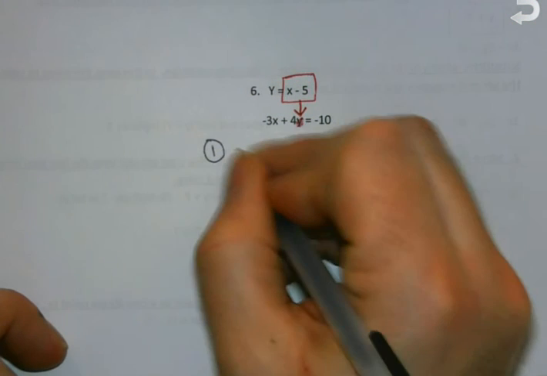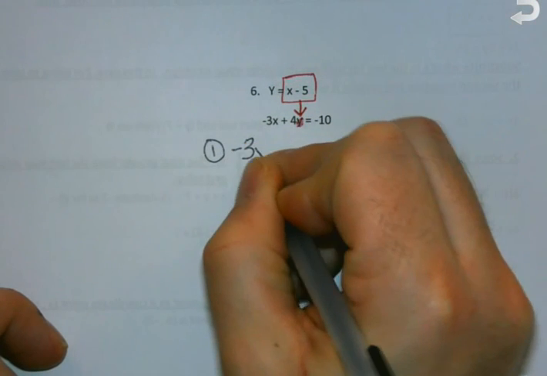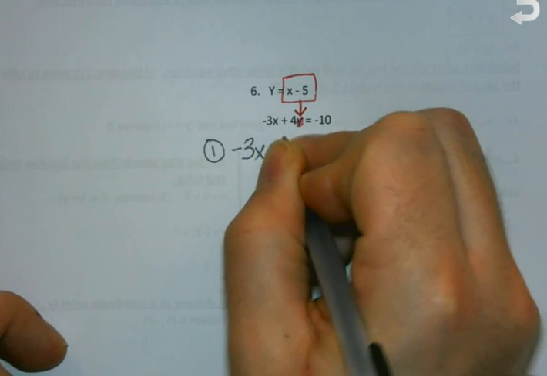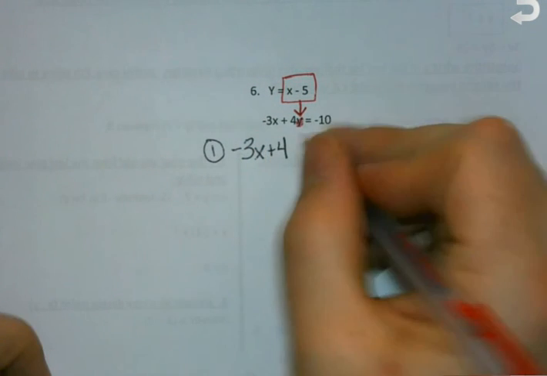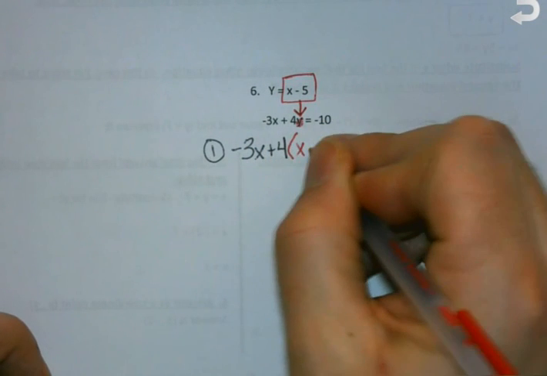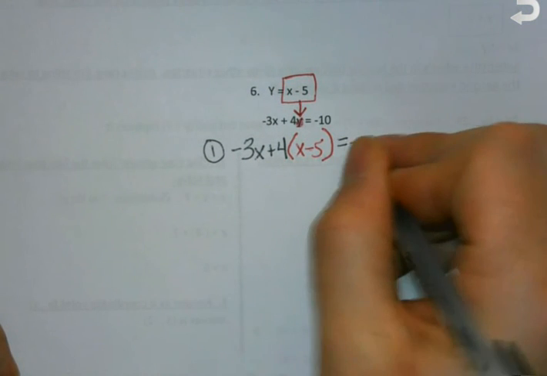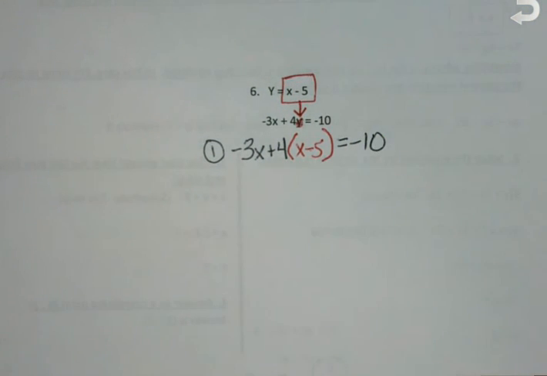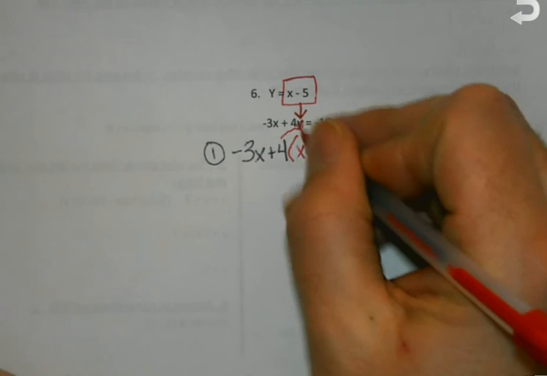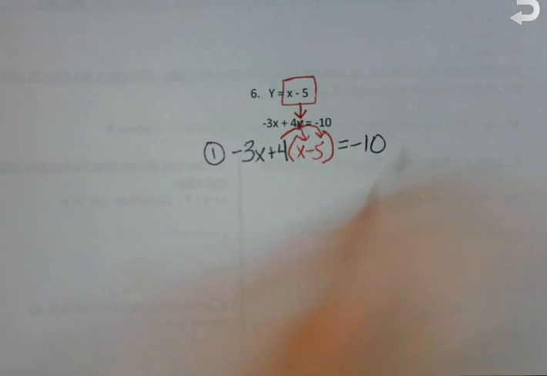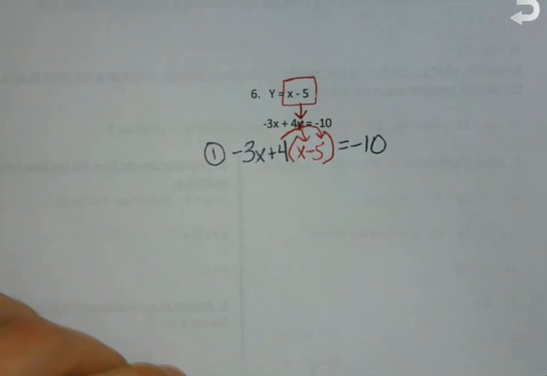Step 1. Negative 3x plus 4. Since I'm going to be multiplying this by 4, I'm going to use parentheses. The only time I have to do that is if there's a number in front of the variable that I'm substituting for. And when that happens, like in a situation here, I have to distribute, I have to multiply that number through to both terms, not just the first one.